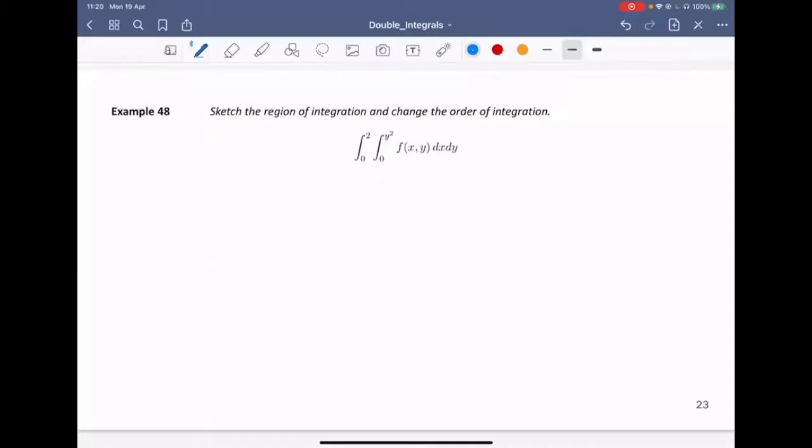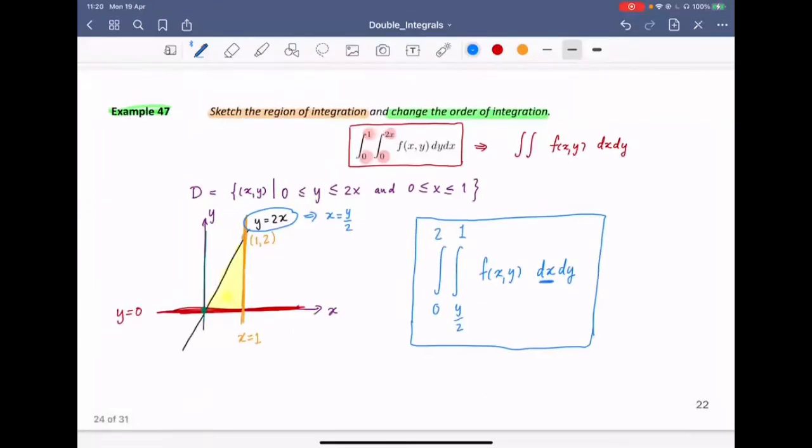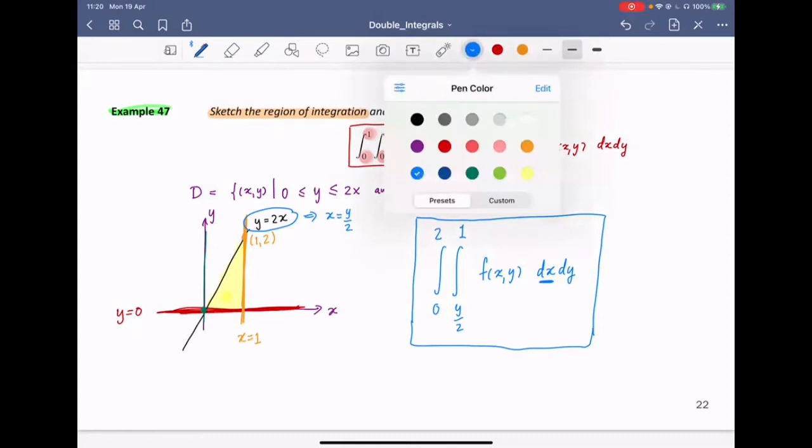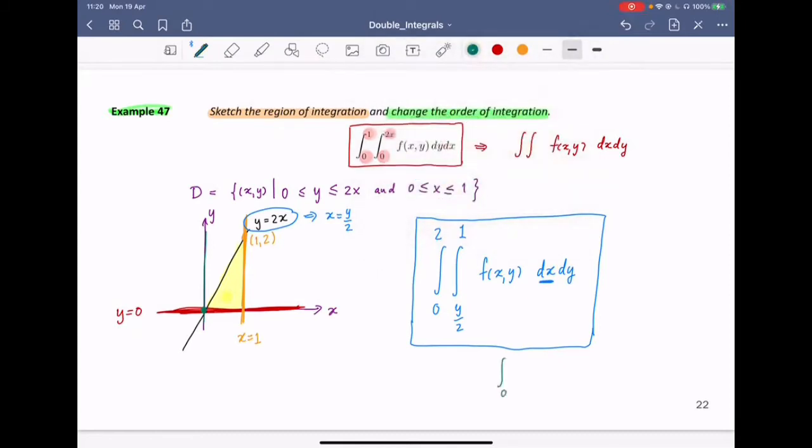I have a question from student Salataya. She asked, can I write the integration starting from 1 and going to y over 2? The answer is no. If the student writes 0 to 2 outside and 1 to y over 2 inside here, this is going to be wrong, not correct. Because when you do the x first, you have to start from the bottom curve to the top curve.